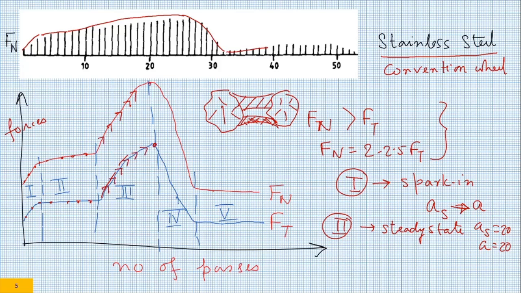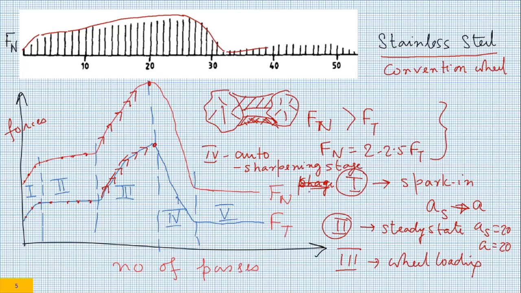Then a stage comes where all of a sudden the forces start dropping. This particular third phase is the wheel loading phase. The fourth phase is called the auto sharpening phase, the auto sharpening stage.